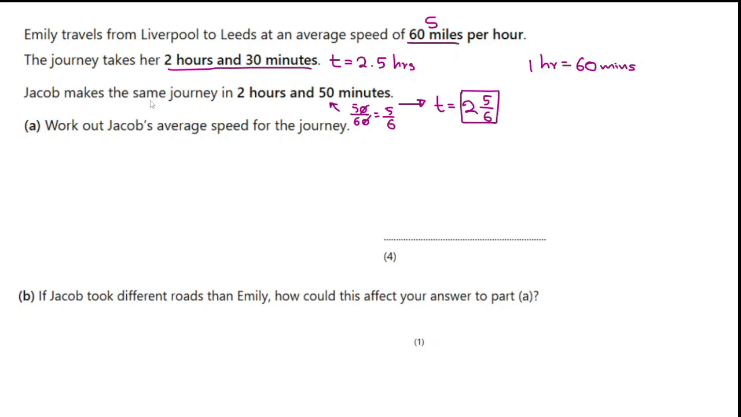Jacob makes the same journey. Oh, so it is the same distance. The distance traveled by both Emily and Jacob are the same. Work out Jacob's average speed for the journey. Let's start with Emily.